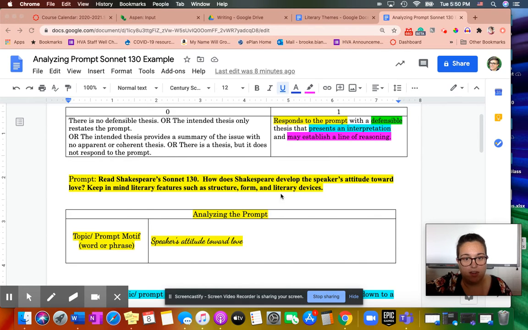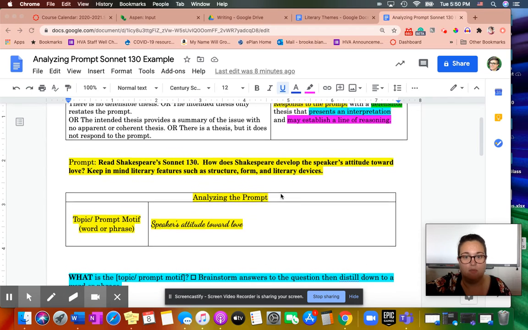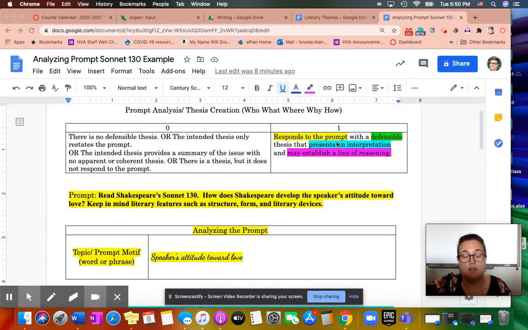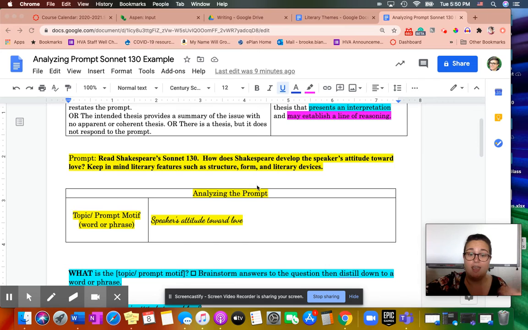So I've highlighted through this document which areas correspond to which parts of this rubric. So, responding to the prompt. How do you make sure you respond to the prompt? Well, first let's start with analyzing the prompt and making sure we're addressing exactly what it's asking. So we start with the prompt. Here it is. We've seen it already. Read Shakespeare Sonnet 130. How does Shakespeare develop the speaker's attitude towards love? Keep in mind literary devices, and so on.